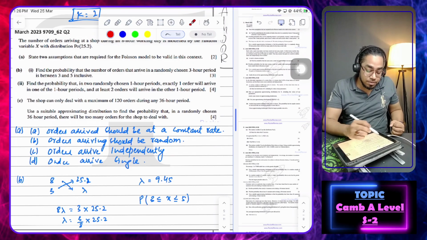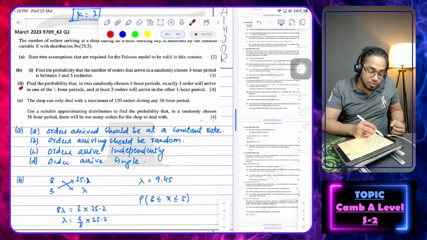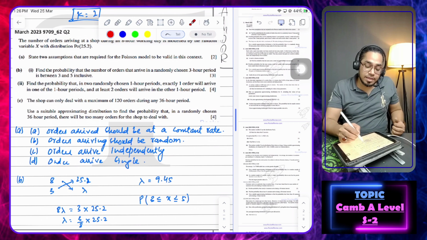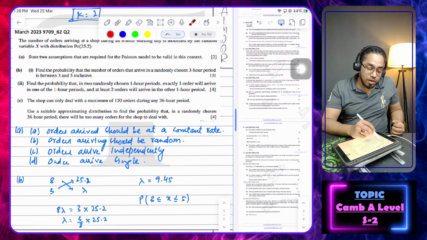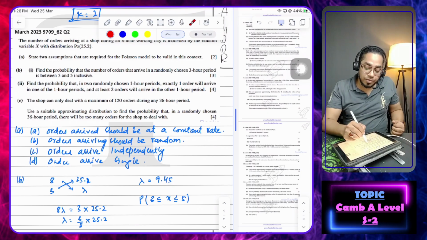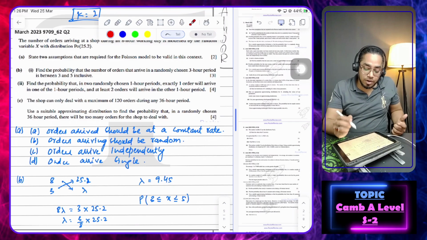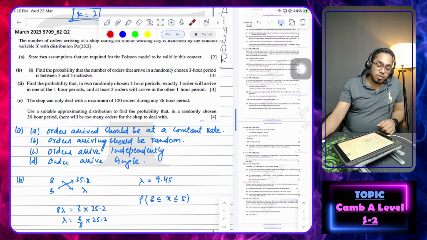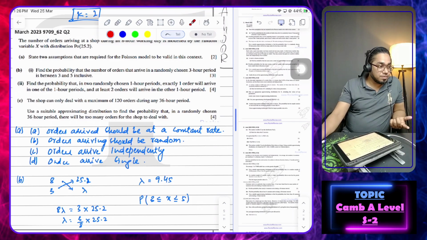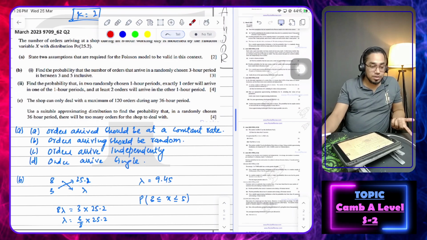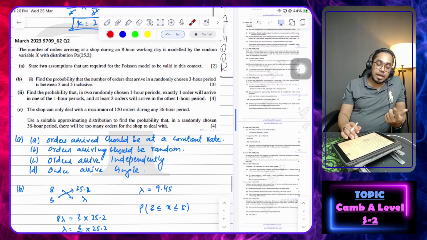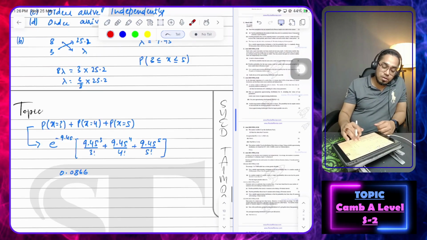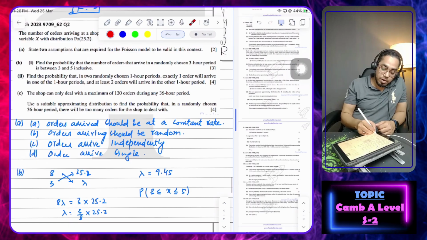Okay, this is done. Now, what is the next part? Find the probability that in two randomly chosen 1 hour periods, exactly one order will arrive in one 1 hour period, and at least two orders will arrive in the other 1 hour period. So we have to just change the lambda for this one, because we were dealing with 8 hours for 25.2 and now we are dealing with 1 hour. That was B part 1, which we have done.